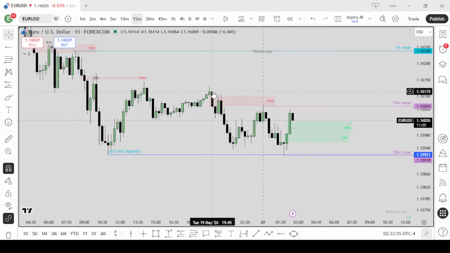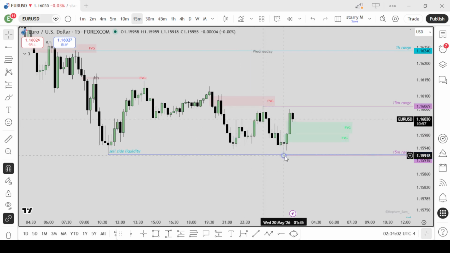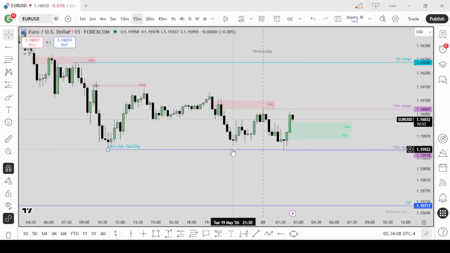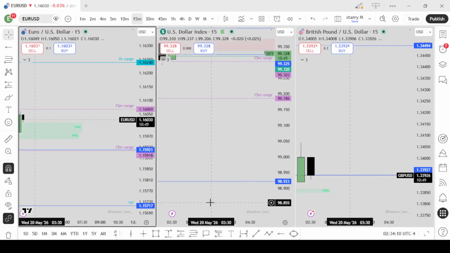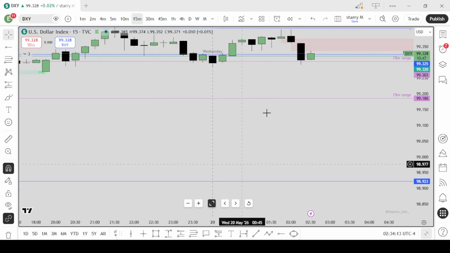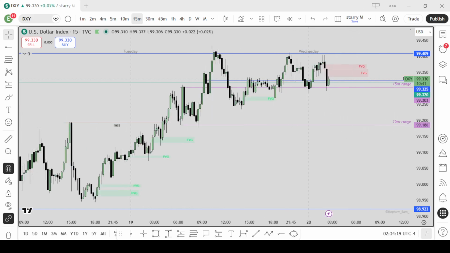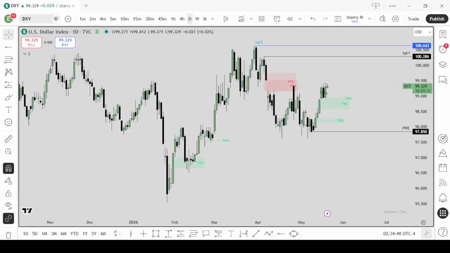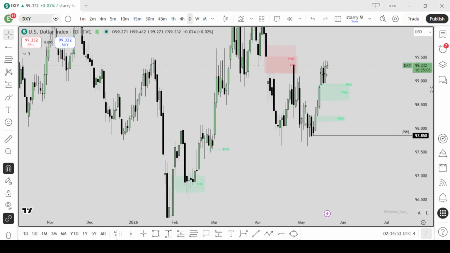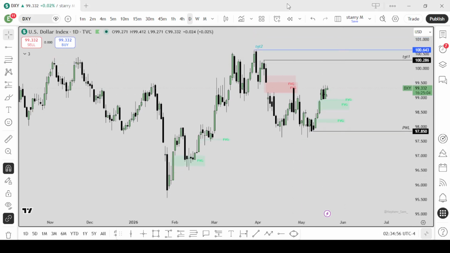Okay, because you see, this was our previous range, this is our current range of the 15 minutes. So we are going to stop at that. Okay, what about the DXY? Let me get rid of those writings and then we can. So on the DXY, we are currently bullish, as you can see.